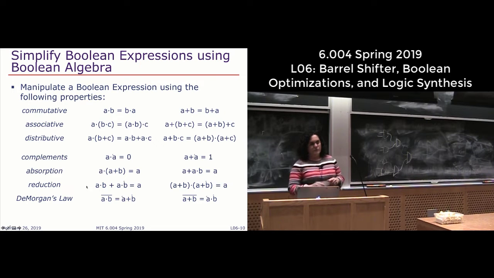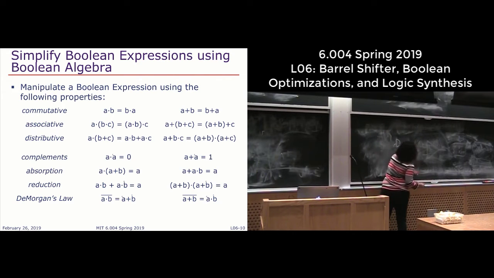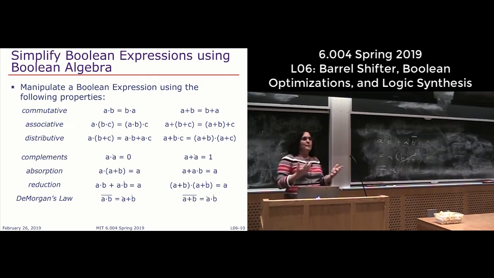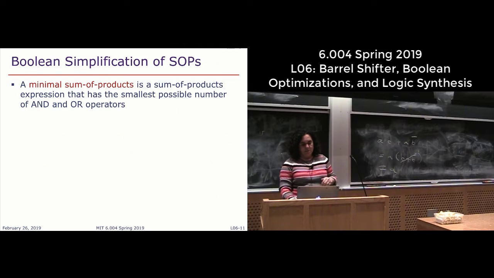Another very common one, which we're going to see in use in the next slide, is this reduction one. What this one says is, suppose that I have A B or A B bar. That's equivalent to A ANDed with B or B bar. And using what we just learned, which is that this is equal to 1, this is equivalent to A. Okay? And so we're going to use this property over and over again in trying to simplify our normal form Boolean expressions into much more concise Boolean expressions.